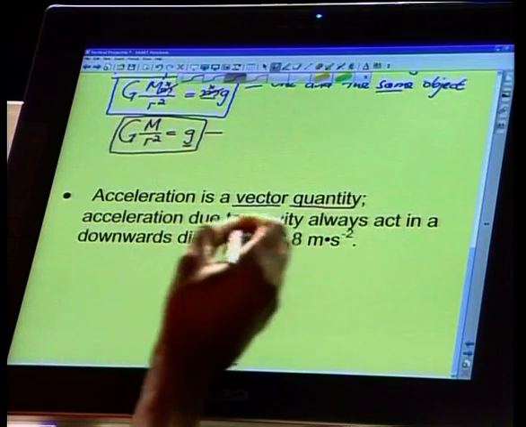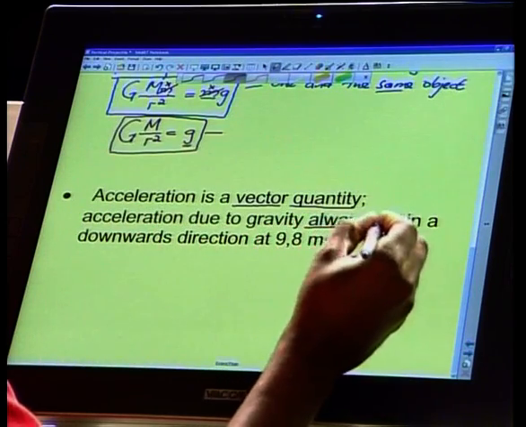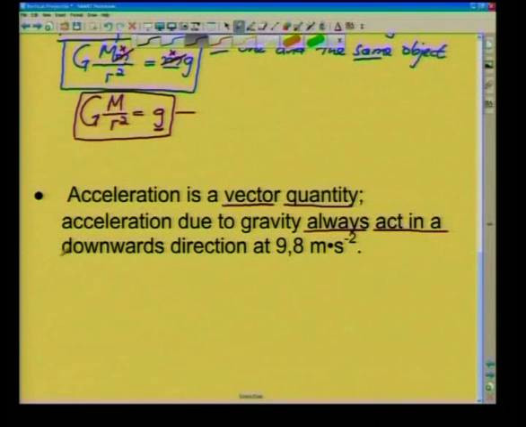Okay, so acceleration due to gravity would always act in a particular direction, and that direction is a downwards direction. And for the Earth, that we should be cautious of. When we are on Earth, everything is accelerated towards the center of the Earth at 9.8 meters per square second. So you would say that the acceleration due to gravity, its direction is always downwards. It acts in a downward direction.